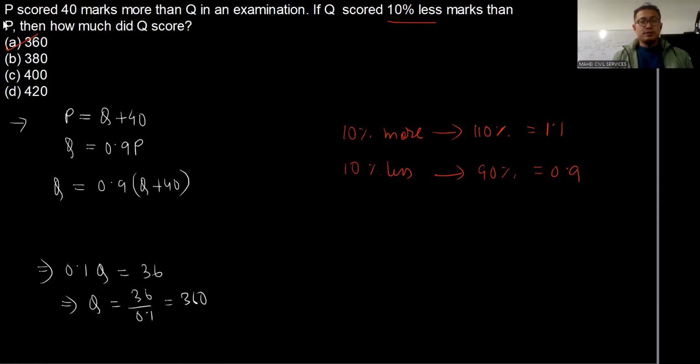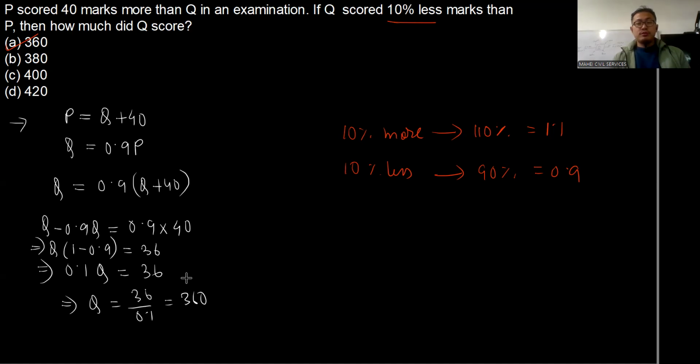So Q minus 0.9 Q is equal to 0.9 into 40. Q is common, so 1 minus 0.9 is equal to 36. The 1 minus 0.9 is 0.1.